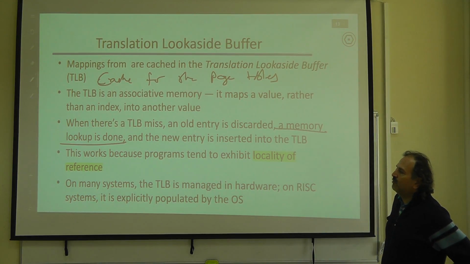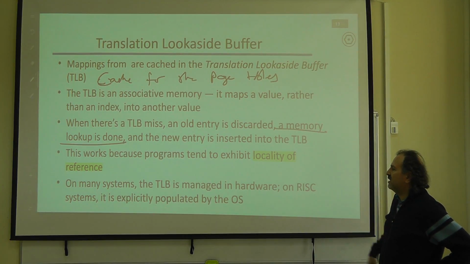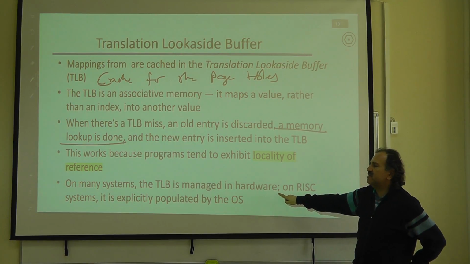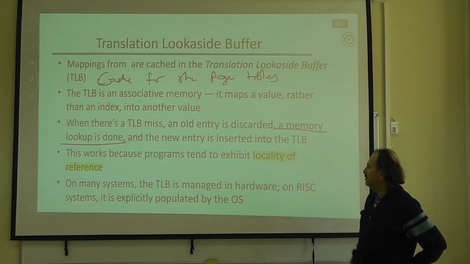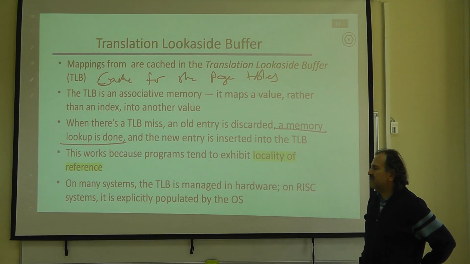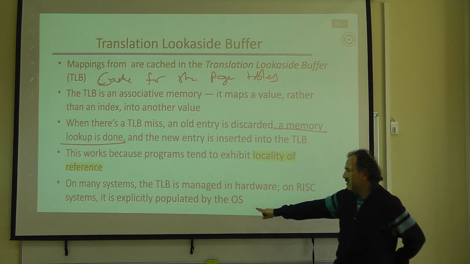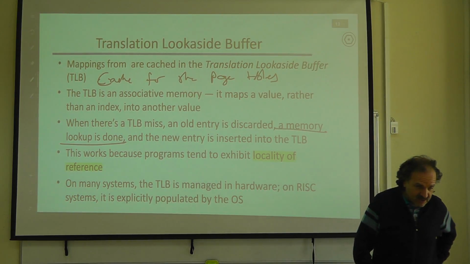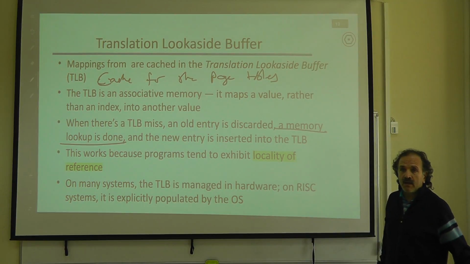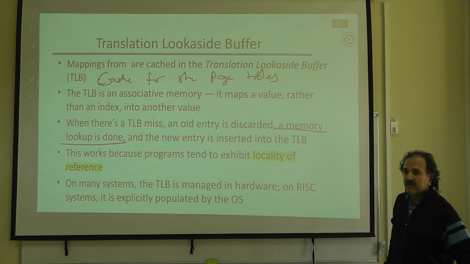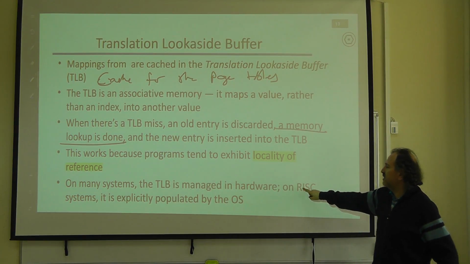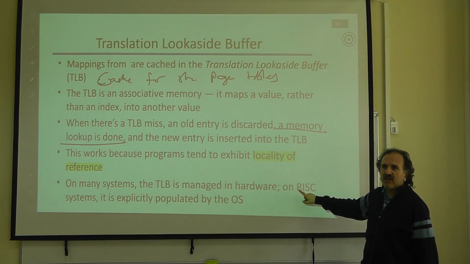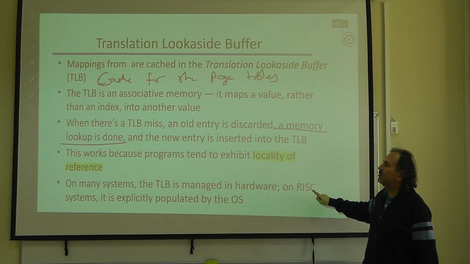Okay, so on many systems the TLB is managed in hardware. On RISC systems, it is explicitly populated by the operating system. So on RISC systems, you know the RISC. What is RISC? Reduced instruction set, right? Reduced instruction set computers. What do we have at the opposite side of RISC? Complex. Yes, right, complex instruction set computers.